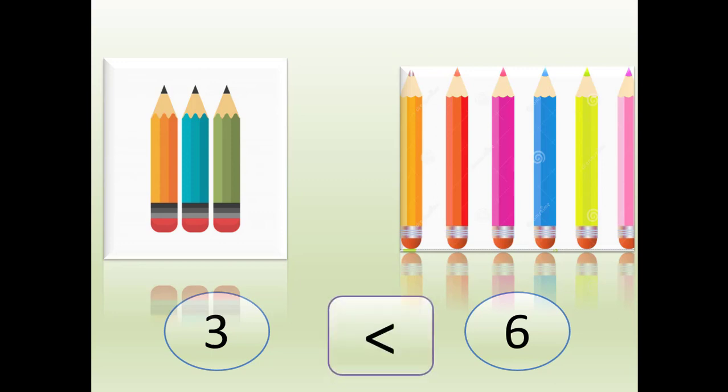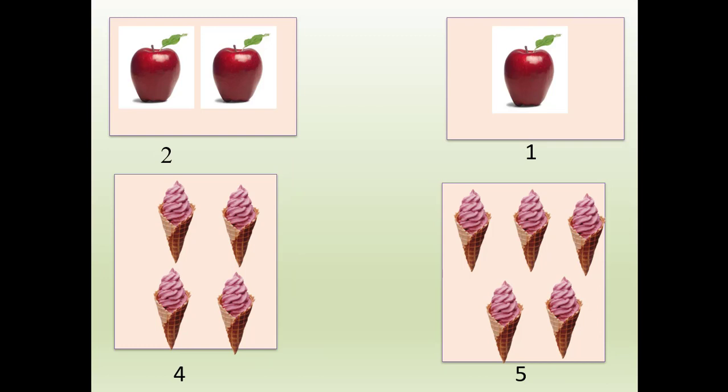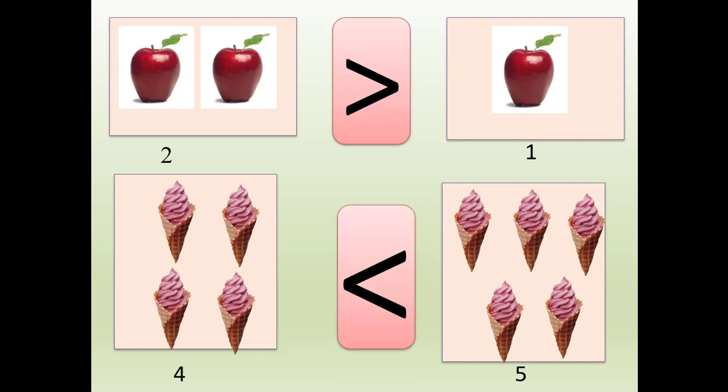Yes, less than sign. Next picture, we have 2 apples in the first group and in the second group we have 1 apple. Which is more? 2 is more. So, more indicates greater than sign. And then 4 ice creams in one group and another group has 5 ice creams. First group, that means first number is less than the second number. So which sign comes now? See, less than sign.